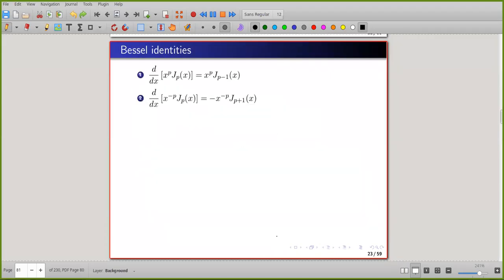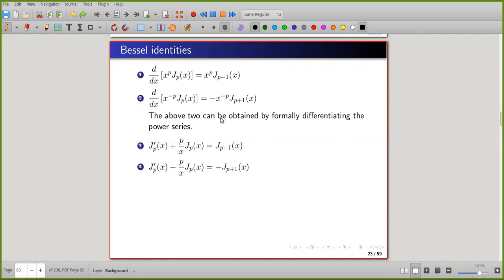So let's go ahead. The Bessel functions satisfy some Bessel identities. So these are the Bessel identities. There are two Bessel identities, and you can look at them. The above two can be obtained by formally differentiating the power series. You just write down the power series for J_p(x), multiply it with x to the power p, and apply the derivative, and you will see that you get this. And then you have these two identities.